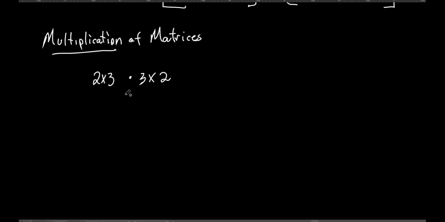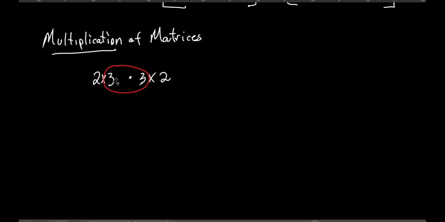It's very simple. Okay, if you put them next to each other like this, see the 2 in the middle? If they're the same, so if the columns of the first matrix is the same as the rows of the second matrix, then we can multiply them together.